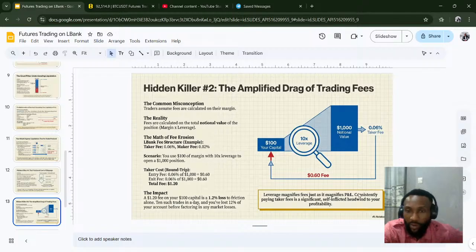This diagram basically explains it. Leverage magnifies fees just as it magnifies P and L. Consistently paying taker fees is a significant self-inflicted headwind to your profitability.